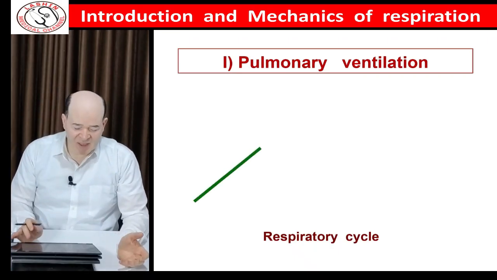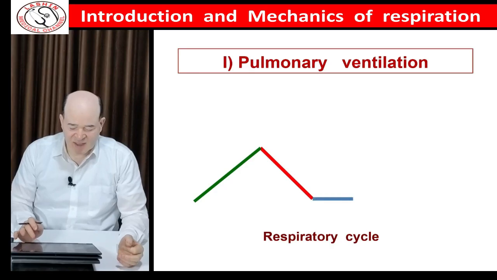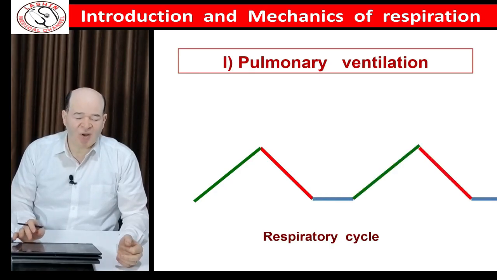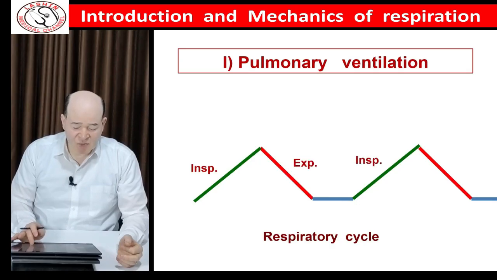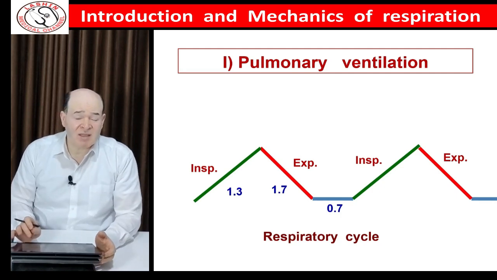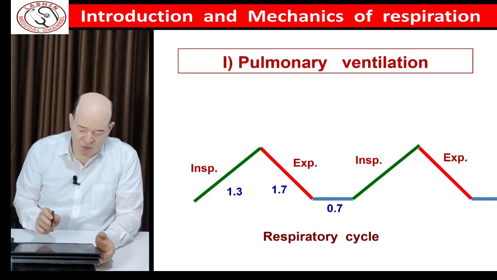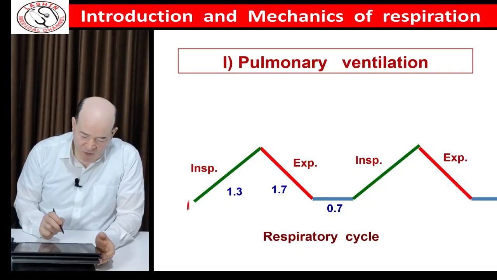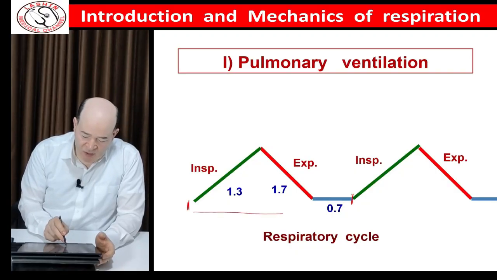When we respire, we start by inspiration, followed by expiration, then expiratory pause, and this is repeated for life. Inspiration lasts for about 1.3 seconds, expiration 1.7, and expiratory pause about 0.7. So the total duration from the start of inspiration till the end of the expiratory pause is called the respiratory cycle, and on average it is 3.7 seconds.